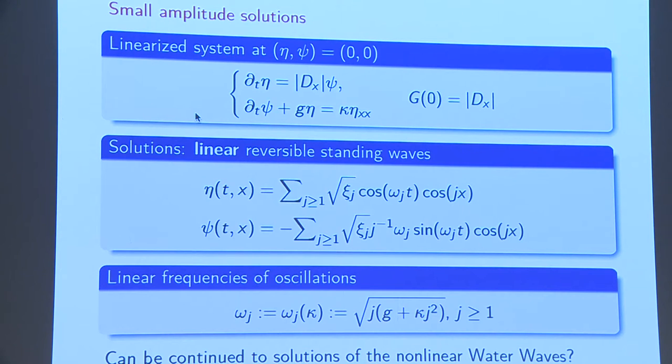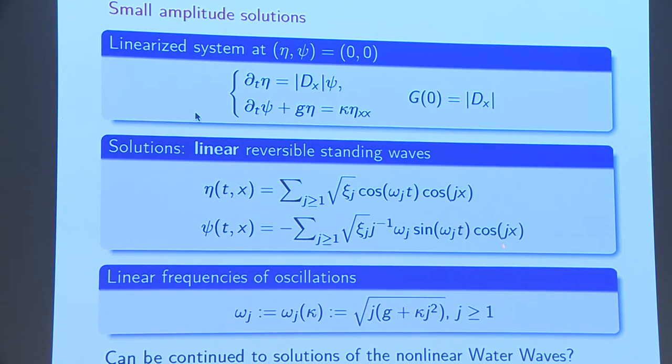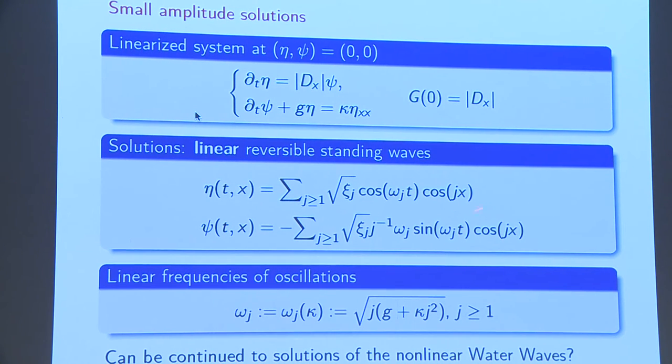These are all the standing wave solutions, which are even and reversible for this linear equation. So they are even in x, so we expand in the basis of cosine of jx, avoiding the average in space, so j greater or equal to 1. The first component, eta, is even in time, the velocity potential is odd in time, and xi j are parameters.